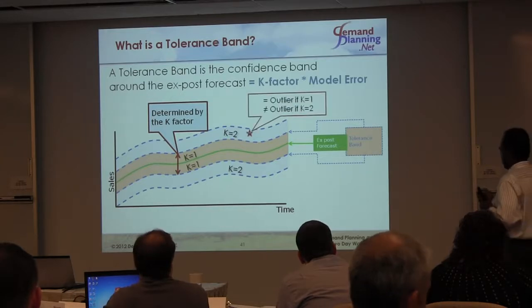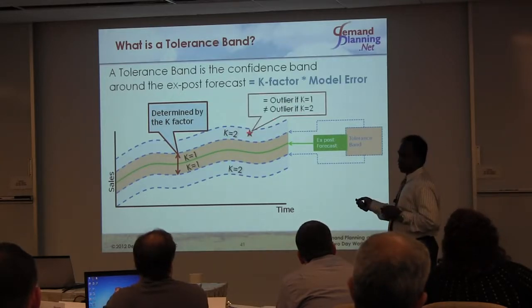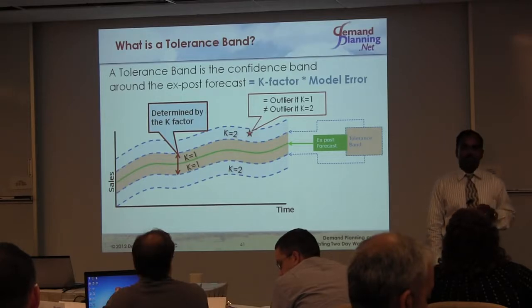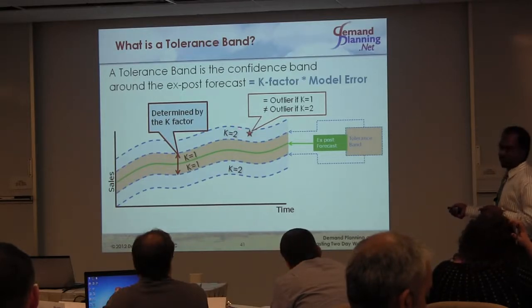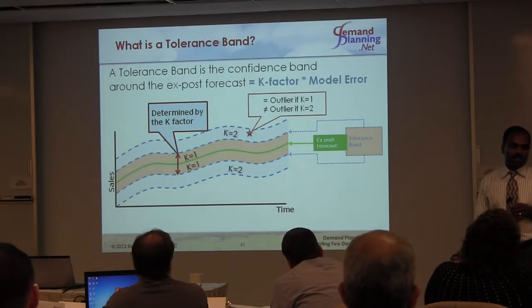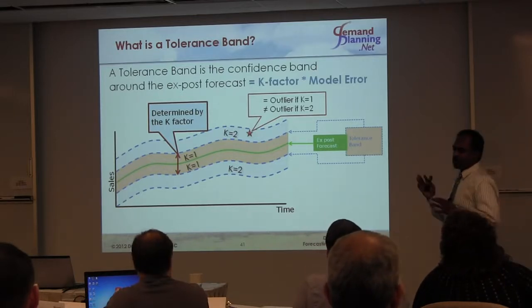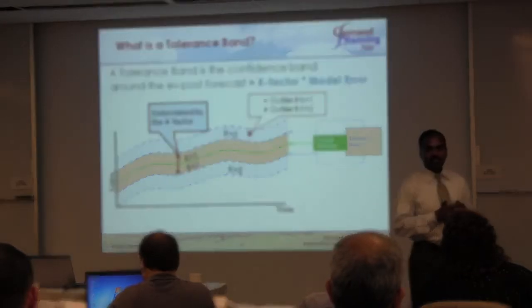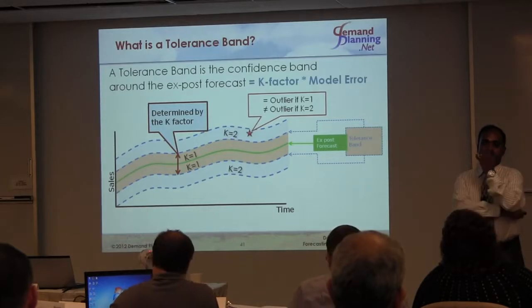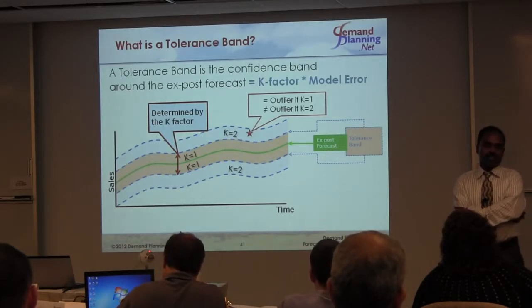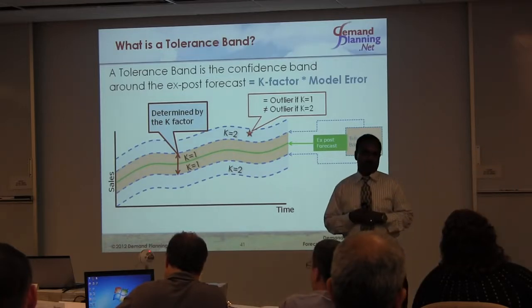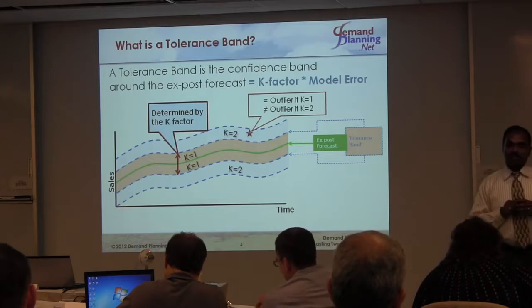And then say, if your data point is here, it is an outlier if you're using 1 standard deviation. It is not an outlier if you're using 2 standard deviations, right? So the K factor determines how many observations are thrown out from the data. Typically, the data is replaced with either the average or the exposed forecast for that particular month.